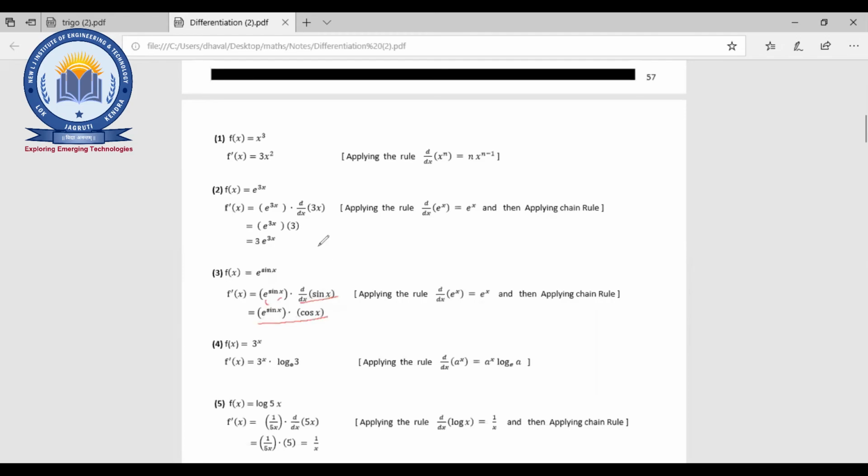Any doubt? These are the chain rule. Simple differentiation is also covered in that one.